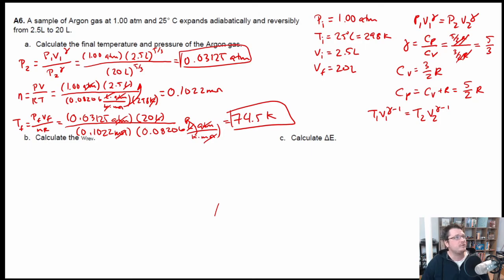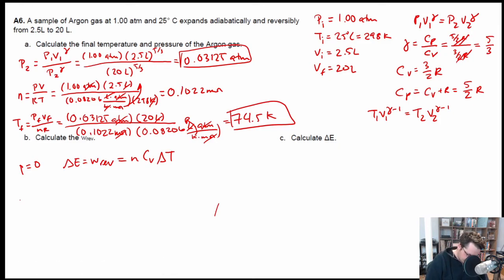Now, for the work reversible and the delta E, we know that Q for an adiabatic process is equal to 0. That means delta E is equal to work reversible in this case. And we know that delta E is simply equal to N CV delta T. We know the number of moles. We know CV, because we're assuming this is a monoatomic ideal gas, so that's going to be 3/2 R. And we know delta T now, because we know the final temperature and the initial temperature. So we can just plug in all of those values.